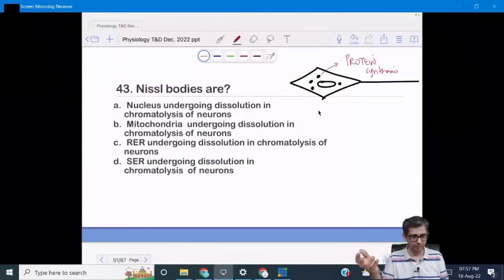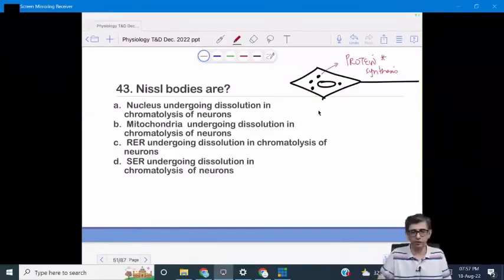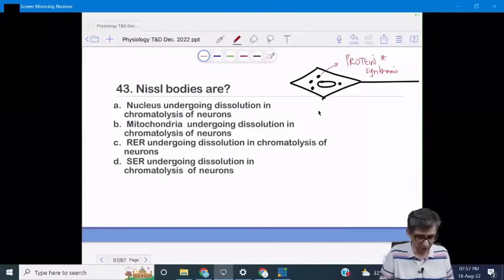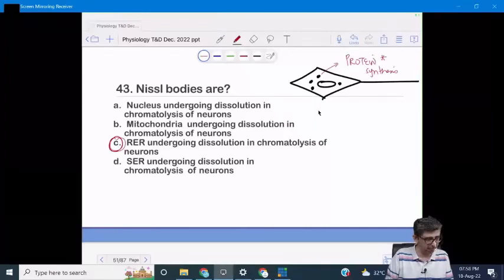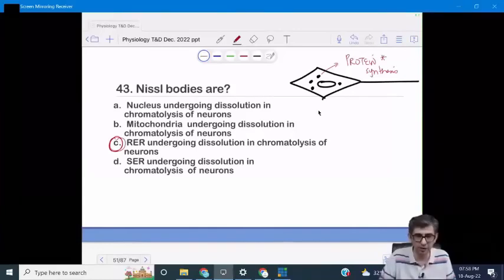So here, since the Nissl bodies are responsible for protein synthesis, the answer for this question would be option number C, that is rough endoplasmic reticulum undergoing dissolution in chromatolysis of neurons. Yes, Malcolm, you're right with respect to the steroid component, that is smooth endoplasmic reticulum, but we talk about protein synthesis, which is why the answer is C.